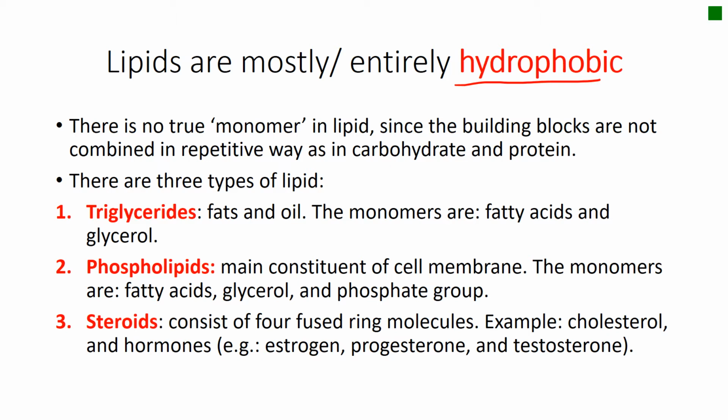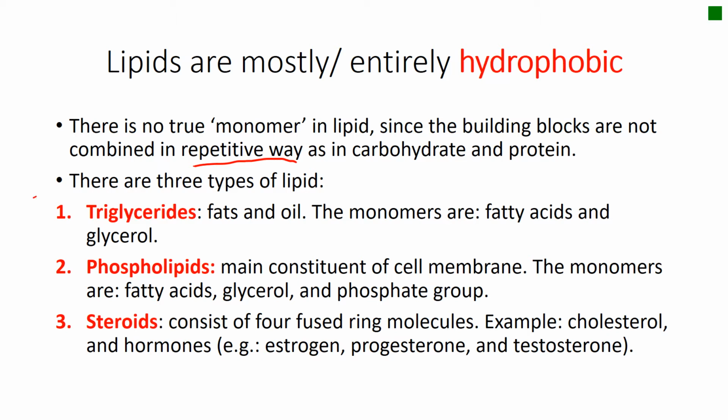Now, the other difference between lipid and carbohydrate and protein is that there are no true monomers in lipid. By true monomers, I mean building blocks that are combined in repetitive ways. If you still remember, in carbohydrate we have learned that glucose can be repeated many times to become starch and glycogen. However, in lipid, you will see later on that the bigger molecules, kind of like polymers, are built by just a few monomers, and they cannot be repeated. We will see about this in the next slide.